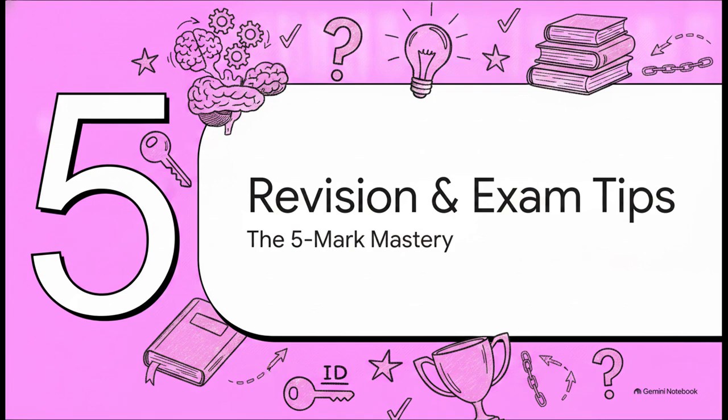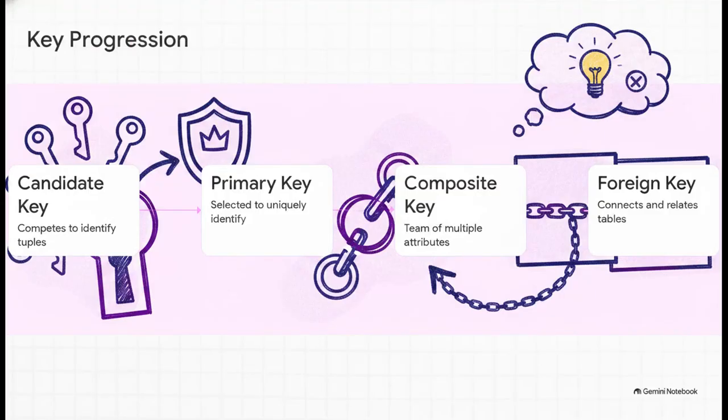Finally, Section 5, Final Revision and Exam Tips. This is your 5-mark mastery. Let's bring that high energy to the wrap-up because we're focusing directly on your strategy to absolutely ace that huge 5-mark mega question on your test. The crucial point here is this exact conceptual progression. You start with the candidate key, from which you select the primary key. If one isn't enough, you form a composite primary key. And to link to another table entirely, you use a foreign key. My biggest exam tip for you, these 4 definitions are directly connected, and they are practically always tested together. If you map out this logical flow in your head, that 5-mark question is going to be an absolute breeze.